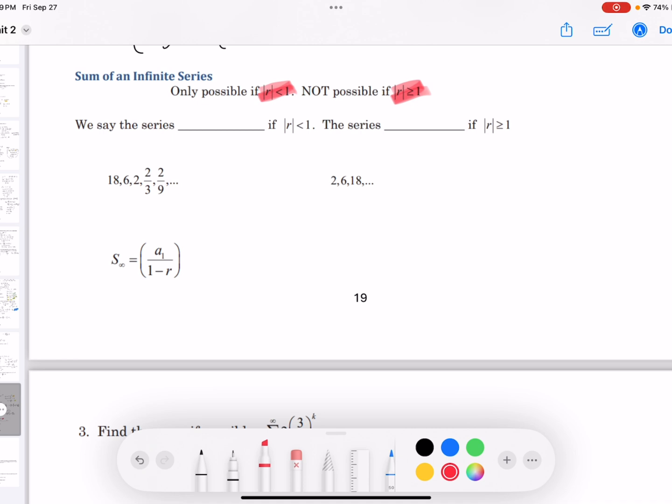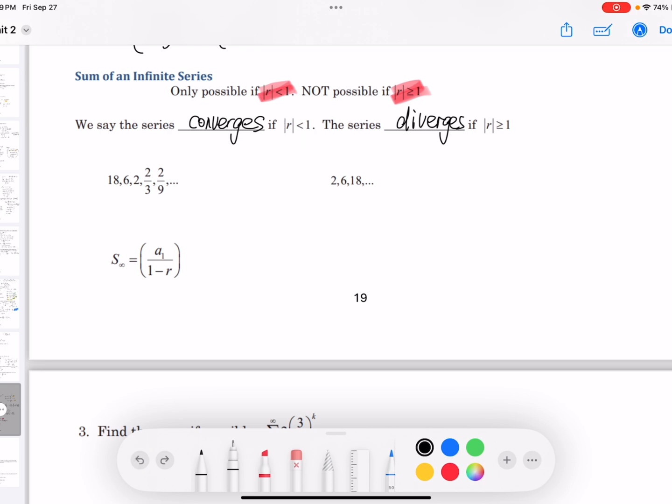So we say the series converges if the absolute value of r is less than 1. The series diverges if the absolute value of r is greater than or equal to 1. We have the S here. That means we can find the sum if it converges. We cannot find the sum if it diverges.